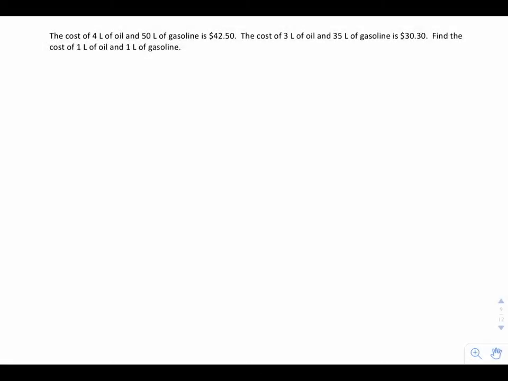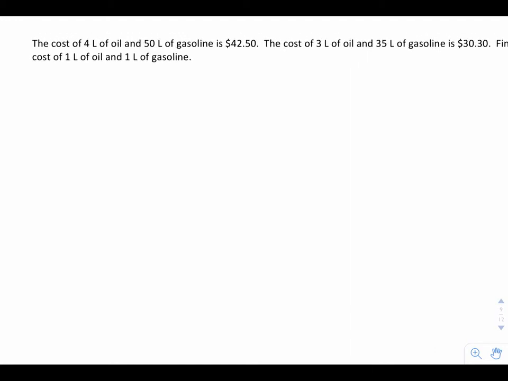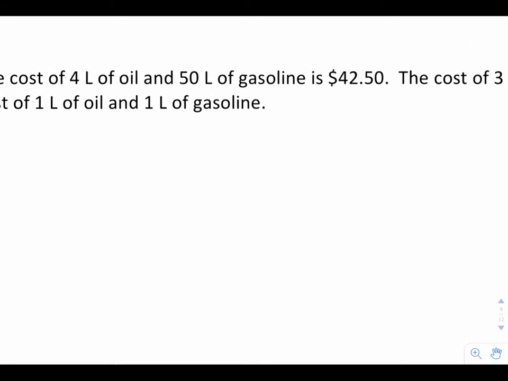Here we're given a linear systems word problem that involves a mixture of oil and gasoline. Well, not quite a mixture, but we're buying two of them, and we want to know how much 1 liter costs. What we're given is the cost of 4 liters and 50 liters, and 3 liters and 35 liters of oil and gasoline, respectively.